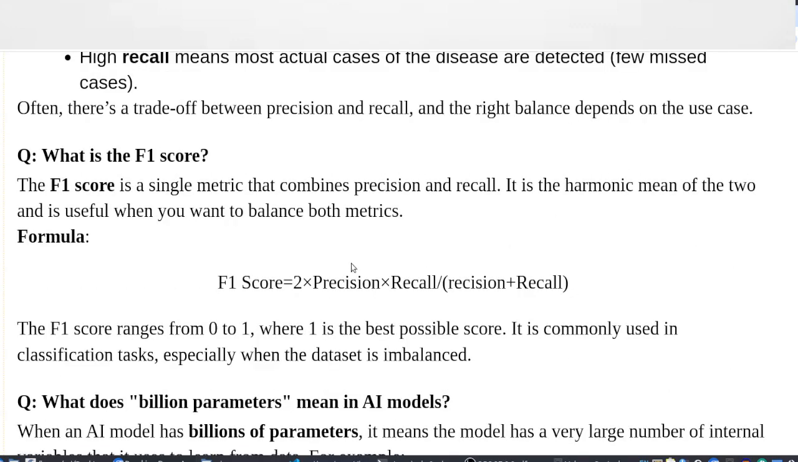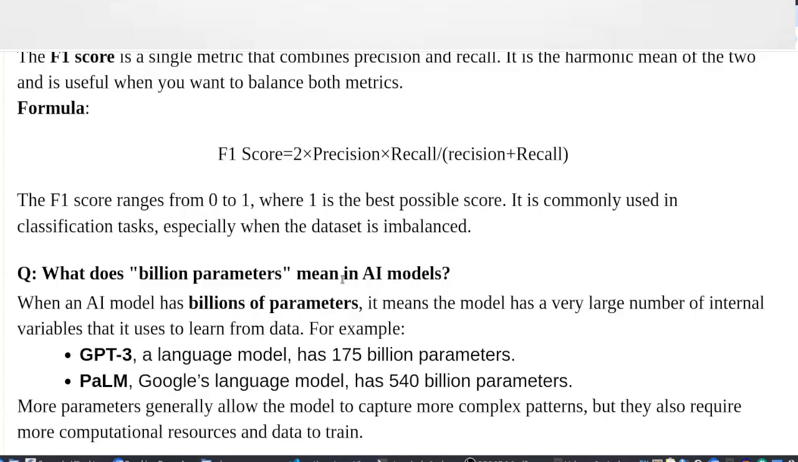What is the F1 score? The F1 score is a single metric that combines precision and recall. It is the harmonic mean of the two and is useful when you want to balance both metrics. The F1 score ranges from 0 to 1, where 1 is the best possible score. It is commonly used in classification tasks, especially when the dataset is imbalanced.